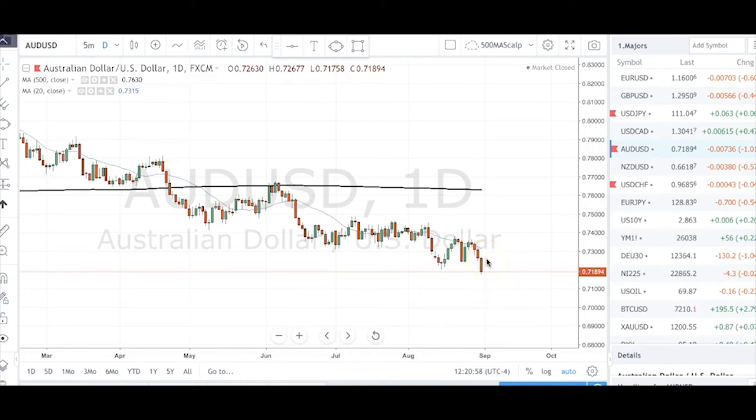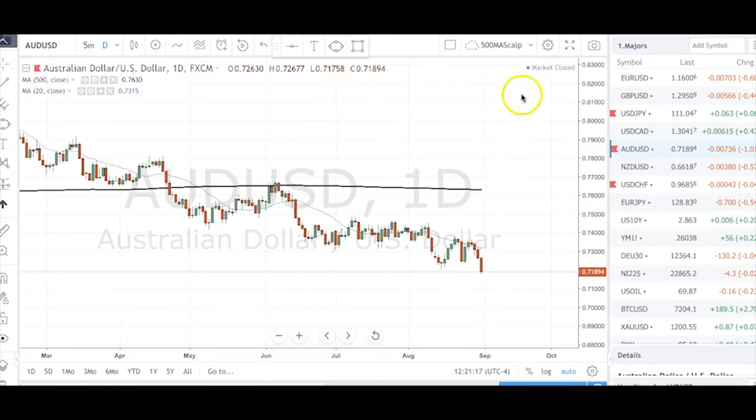The trigger here could be the RBA. If they are negative, it could really put further downward pressure on the currency. And the RBA, given the fact that you have all this tension with China, I think it's going to be very doubtful they're going to be just laissez-faire and nonchalant about policy.